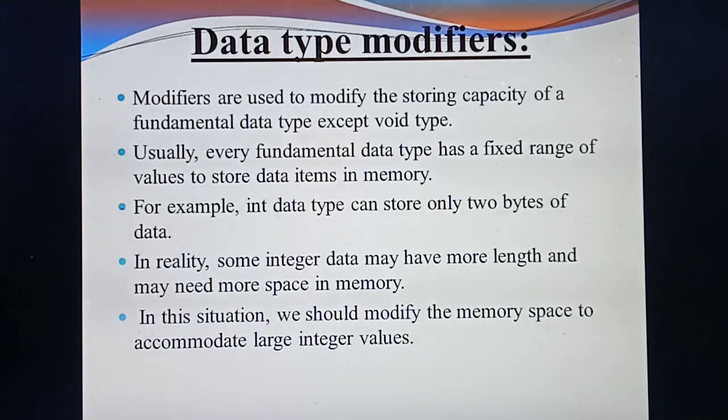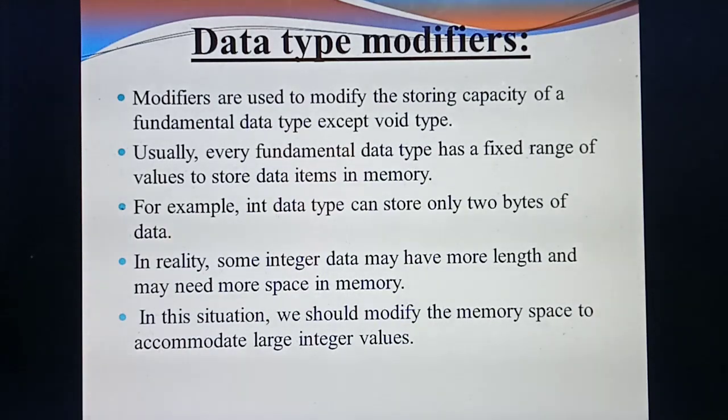But listen carefully. In a program you are declaring a variable as an integer data type. But what's the memory capacity for integer data type? Only 2 bytes. But sometimes you need to store more than 2 bytes, that means a longer length of values, for the integer data type. At that time, 2 bytes is not enough for storing. In that situation, you need to modify the storage capacity. You need to modify the memory space to store the large values.